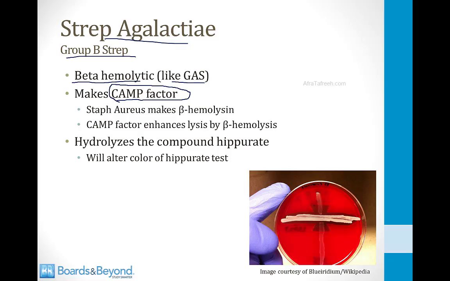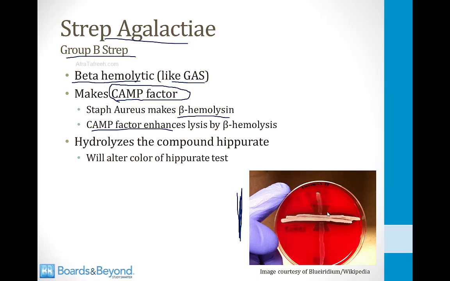What CAMP factor does is that Staph aureus makes a substance called beta hemolysin that can perform hemolysis. CAMP factor enhances the lysis by beta hemolysin. So if you plate Group B strep and staph on a plate together, you will get a classic finding like what I've shown in this picture down here. So in this picture, Staph aureus has been streaked across the plate like this. This is it, this white streak right here. And then Group B strep has been streaked in this direction down the plate. You can see a faint line of it going down right here.